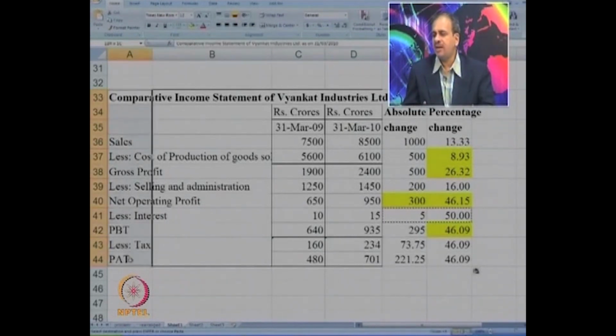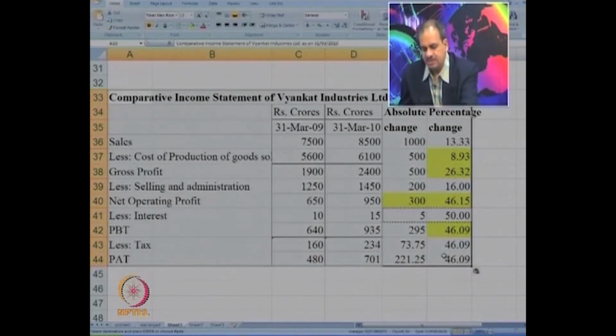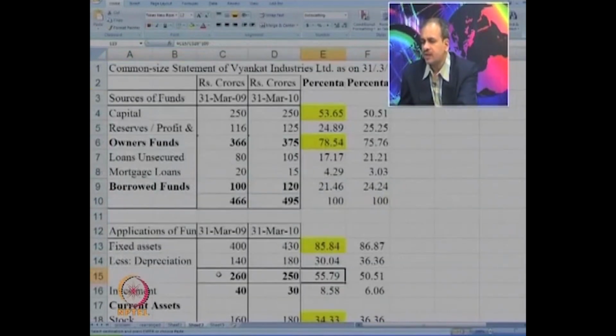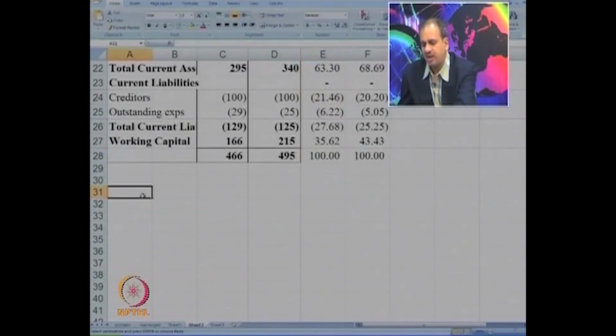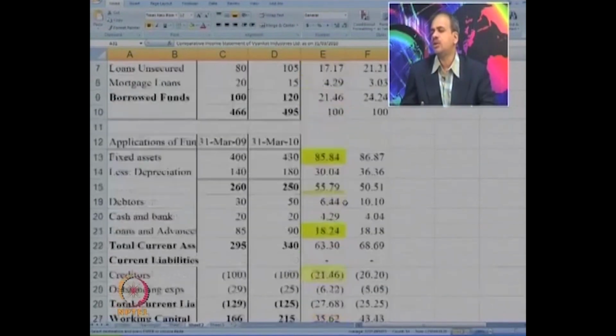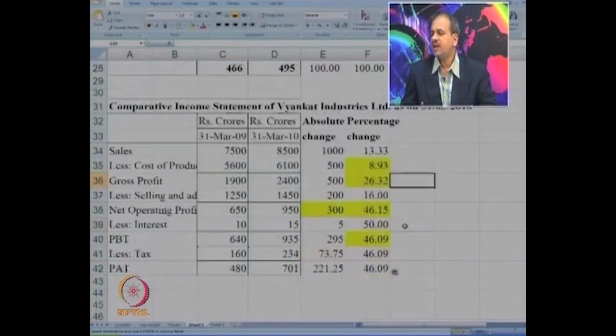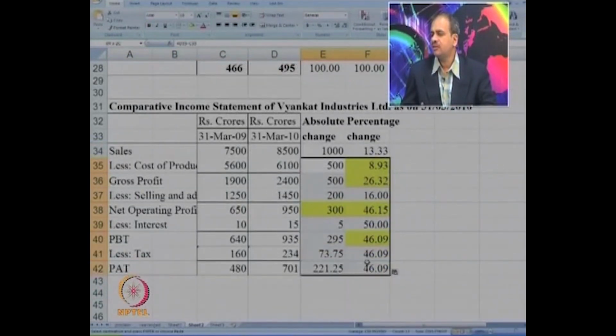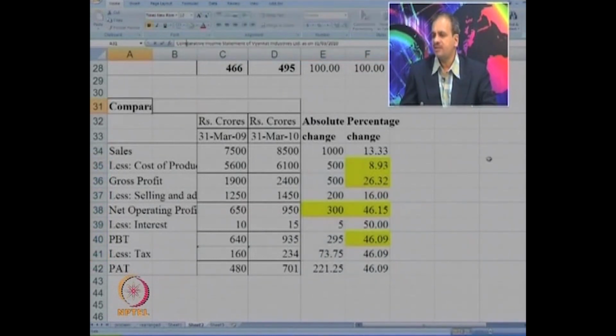Now let us try to make a common size income statement. So we will go to the next sheet where we have already made a common size statement for the balance sheet. Now you know that in common size we take the total and find each item as a percentage of the total. Now here again we will try to do the same thing. Right now I have just copied the comparative income statement. Let us make a common size statement from it.